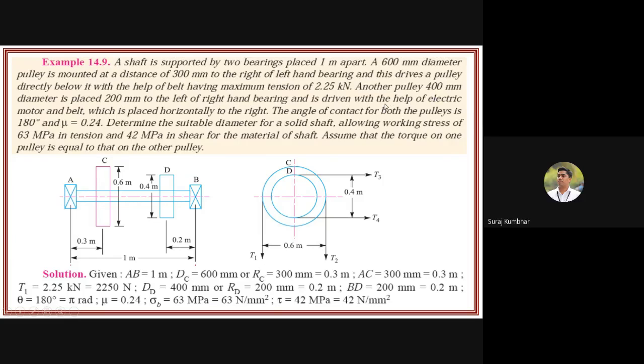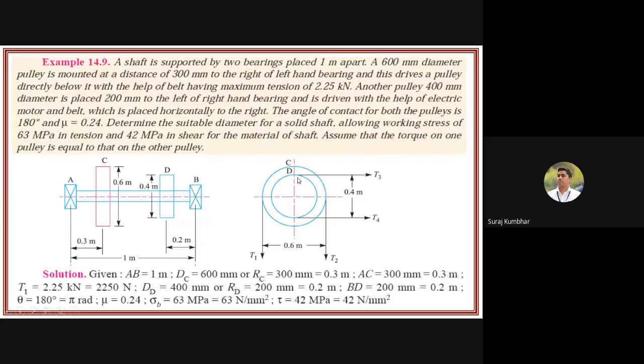So another pulley of 400 mm. Now D is the other pulley, which has 400 mm diameter. You can see 0.4 m, this D which is of 400 mm diameter, and it is placed 200 mm from the right hand bearing, and it is driven with the help of an electrical motor. It is 200 mm from the right hand bearing, and it is placed horizontally to the right.